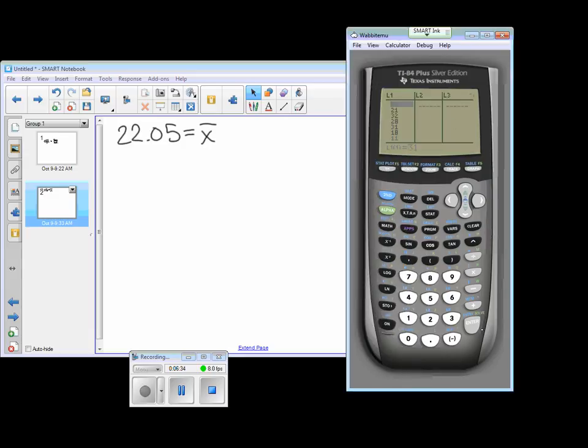If I go to Stat Edit, and when I talk about errors, I'm talking about the difference between the value and the mean, how far away from the mean I am. So what I'm going to do over here in list 2 is find the difference between each of those values and the mean. I've highlighted L2. I'm going to tell the calculator to take everything from list 1 and subtract 22.05 from it.